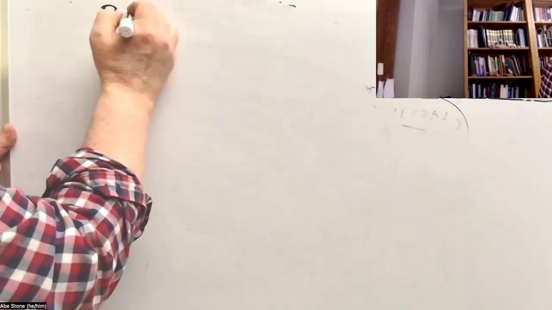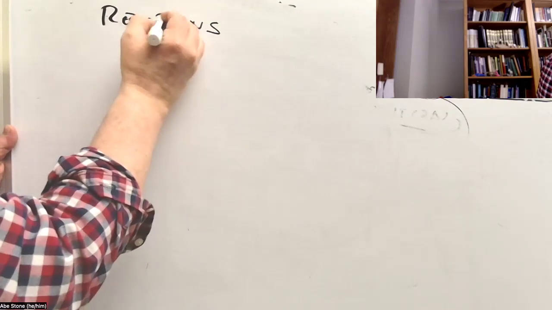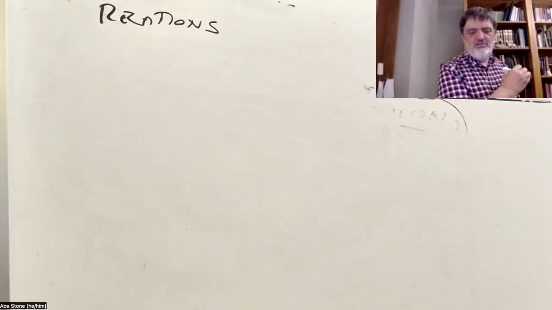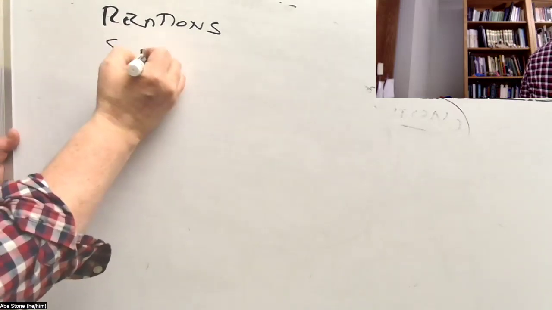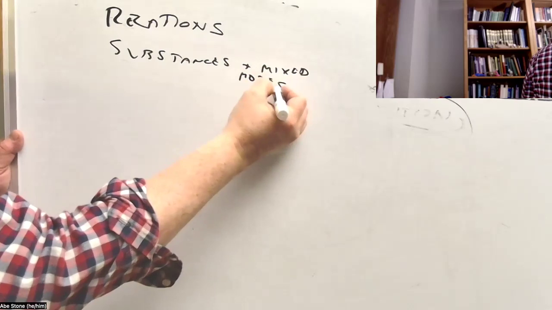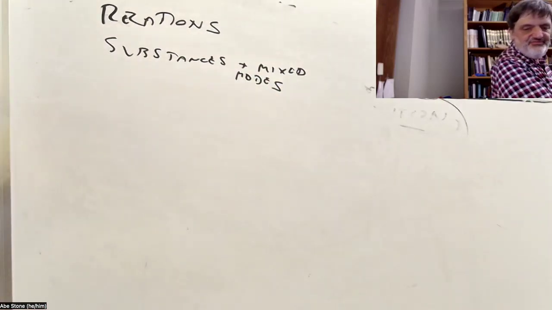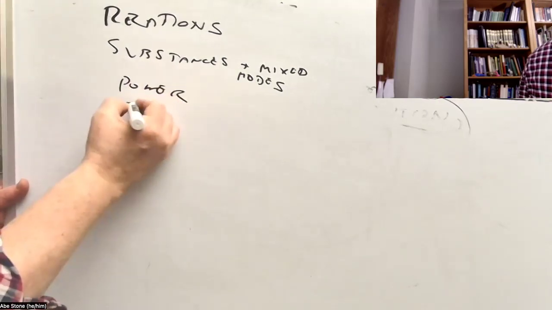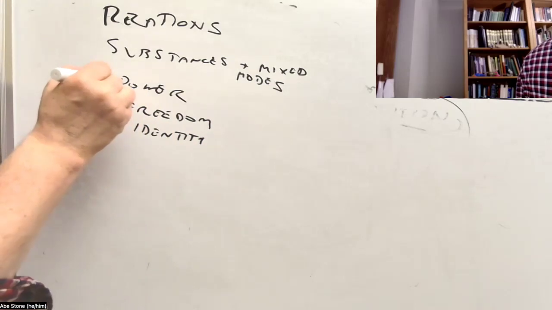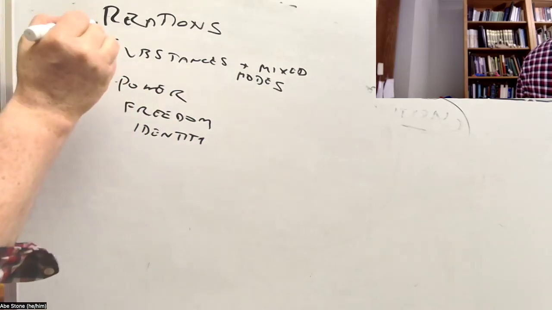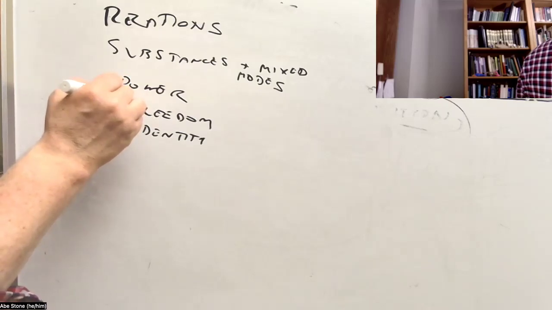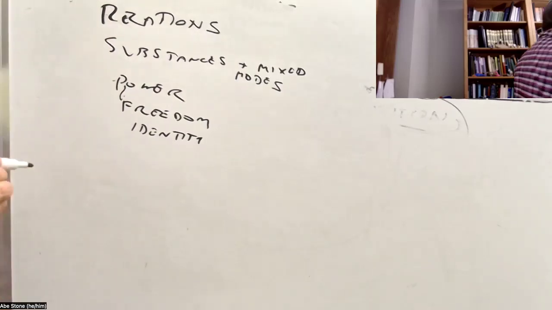All right. So relations. This is not the same as the order in the book, but this is the order I'm going to talk about it, although I have misgivings about that. Why did I want to put them in a different order? I don't know. But relations, substances, and mixed modes. And power, freedom, and so on. Power is actually discussed under simple modes, as I said. Freedom is discussed under power, and identity is discussed under relation.